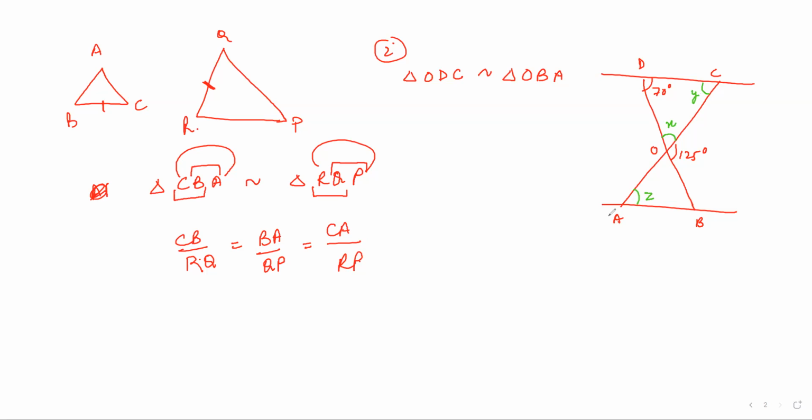X is 55. How did you get X? Ma'am, I subtracted 125 from 180. Yeah, very good. So angle X plus 125 is equal to 180 degrees, right? Linear pair. Okay, that's good. So angle X will be 180 minus 125, so it will be 55. Okay, what about Y and Z now?